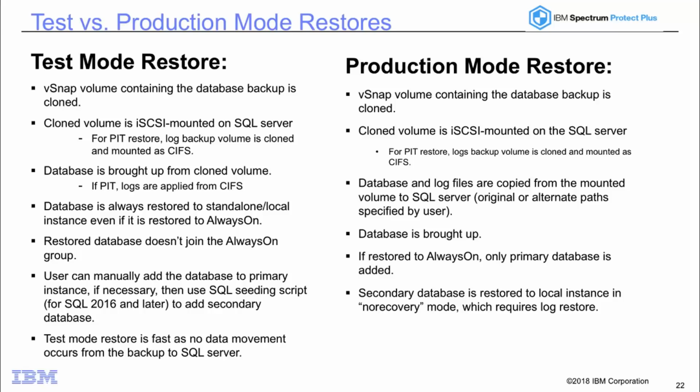Again, the database will be brought up. If it's restored to an Always On availability group, only the primary database is going to be added, so you're going to go out there and reseed the other members of the AAG. Secondary databases will be restored to the local instance in no recovery mode, which requires a log restore.